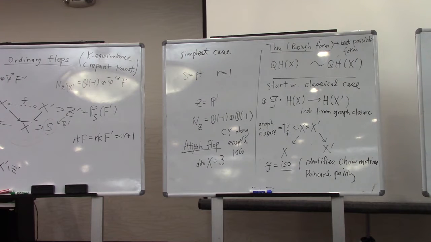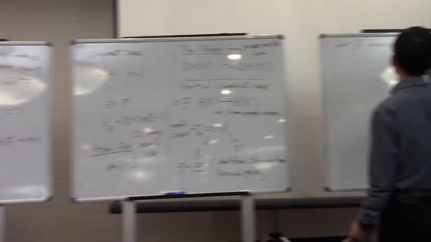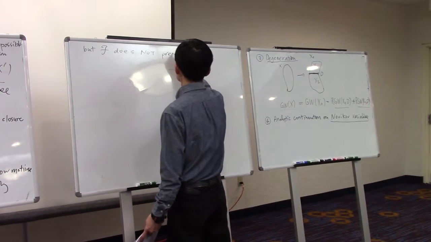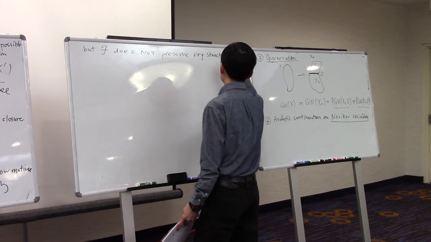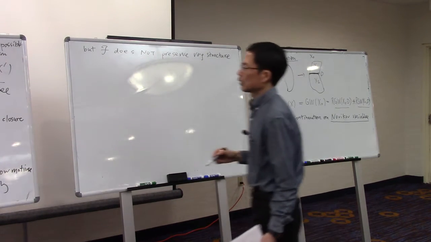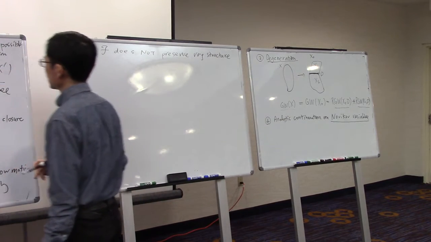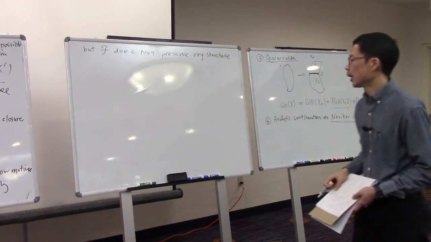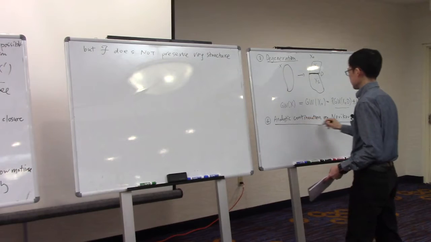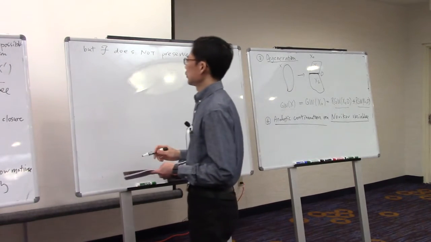However, this correspondence does not identify the ring structure, and that's the main thing. You might say, well, quantum cohomology is a deformation of classical cohomology, so if it doesn't preserve the classical cohomology ring, how can it preserve the quantum cohomology ring? And that's where the analytic continuation will come into play. So it does not preserve ring structure.